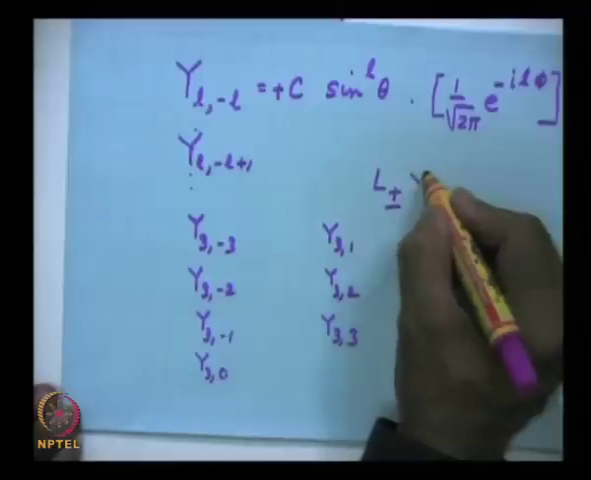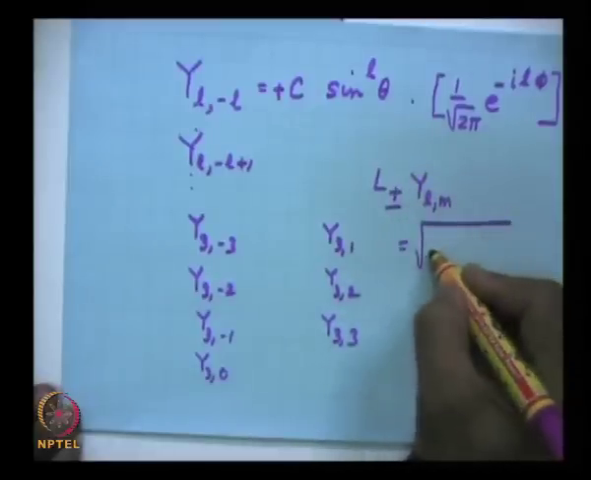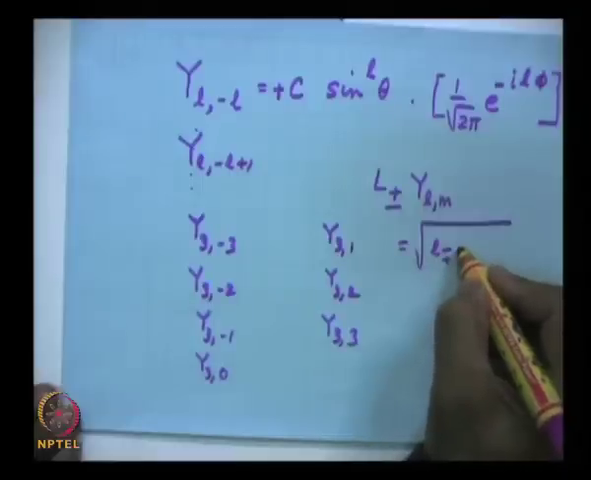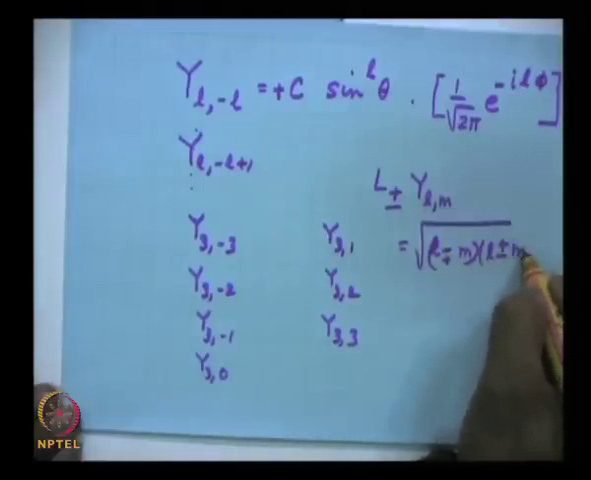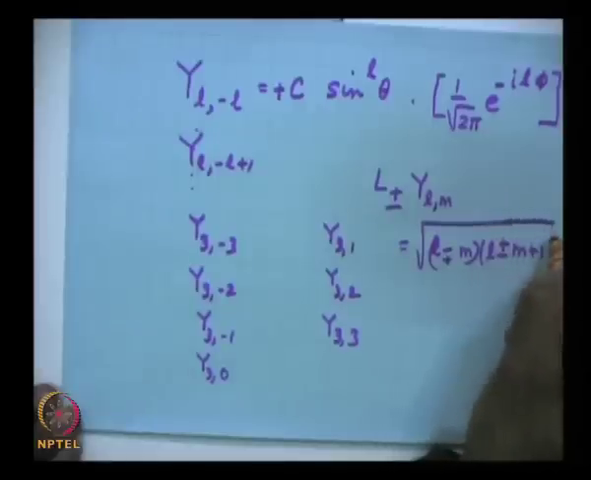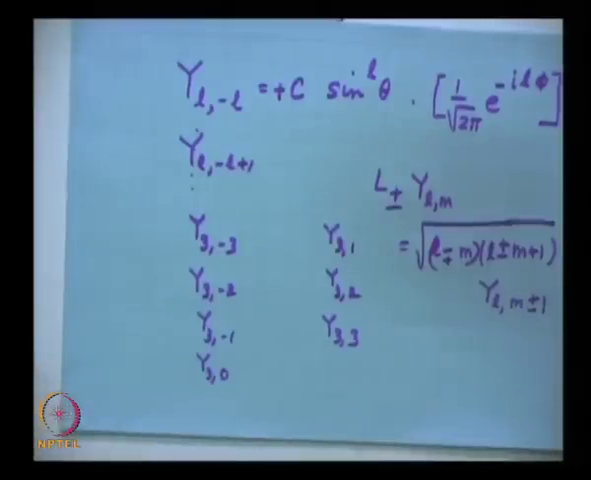All that you have to continuously use is this equation, that L plus minus Y L M is equal to under root of L minus plus M times L plus minus M plus 1 times Y L M plus 1 for the upper sign, minus 1 for the other.